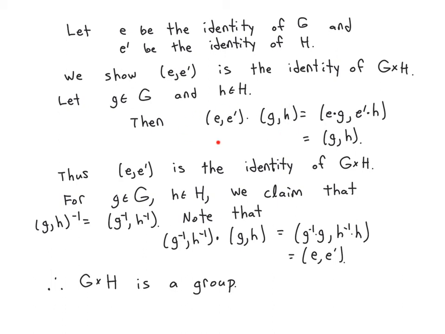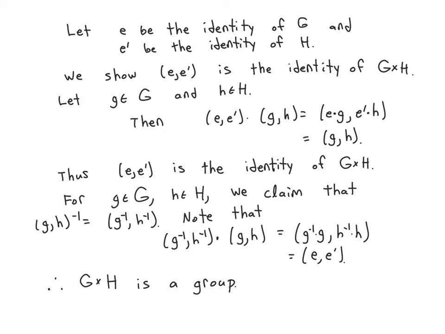So let's do this product. By definition, it's an ordered pair whose first coordinate is the product of the first coordinates, and whose second coordinate is the product of the second coordinates. Because e is the identity in the first group, e times g is g. Because e prime is the identity in the second group, e prime times h is h. So we see (e, e prime) is the identity of G times H.